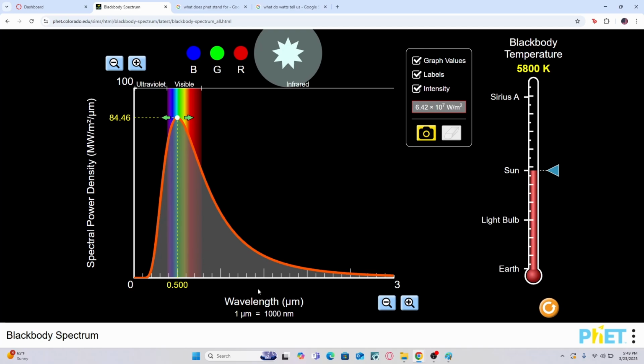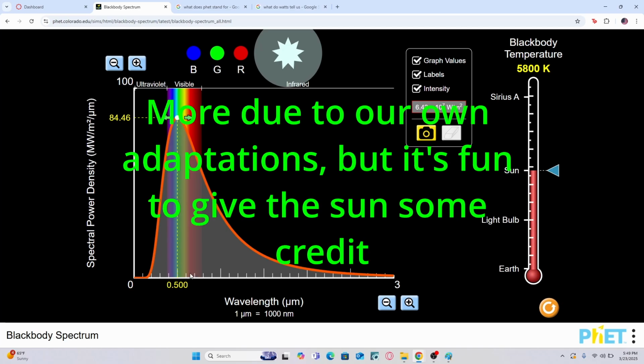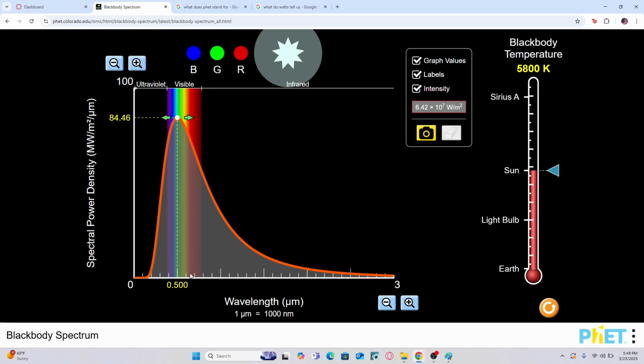Anyways, let's take a look at some different black bodies. As you can see, our sun is emitting a lot of its radiation in our visible spectrum. So it's doing a really great job, and it is super efficient at lighting our world and providing energy to plants and making our world go round as we know it. However, there's some other black bodies down here that we could explore.